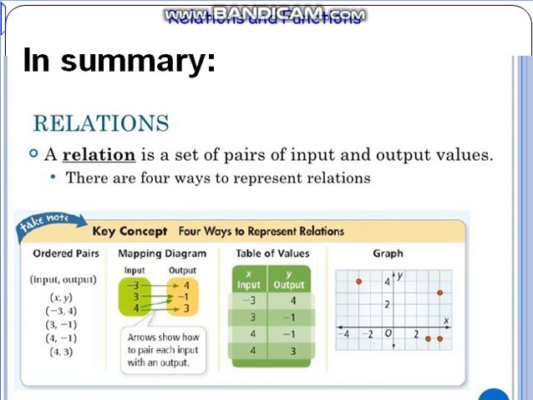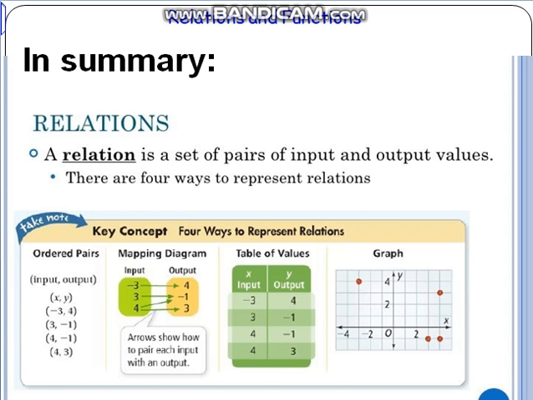In summary, a relation is a set of pairs of input and output values. There are four ways to represent relations. The first one is ordered pair. It means input and output: x values are input, y values are output, like (-3, 4), (3, -1), (4, -1) and (4, 3). These are the input and output formation. In mapping, one field is called input and the second field is called output. It means the domain is called input and the range is called output, and we connect one element to the other element.